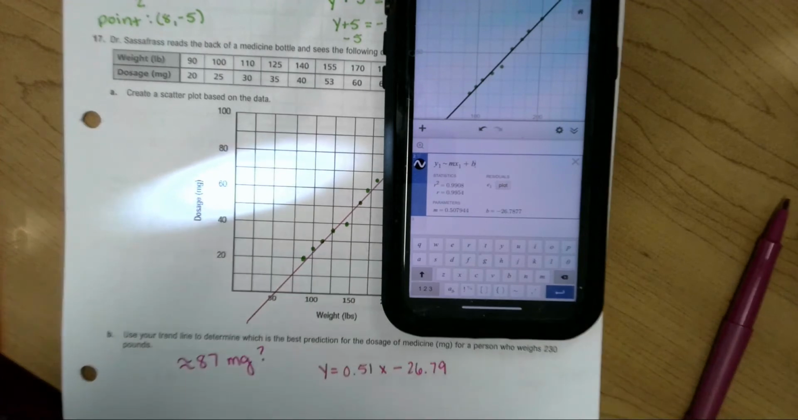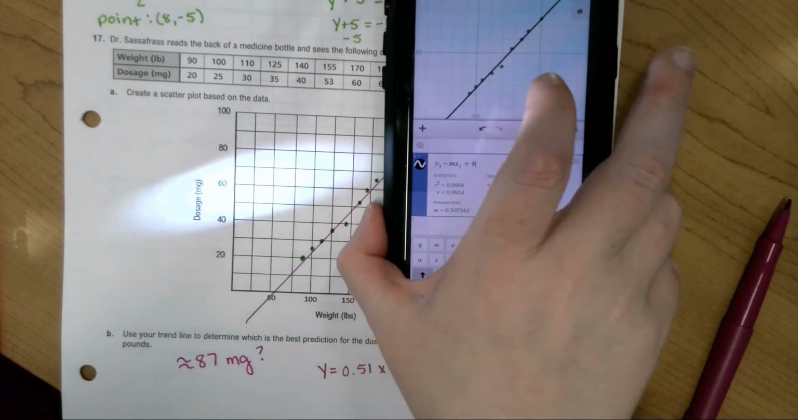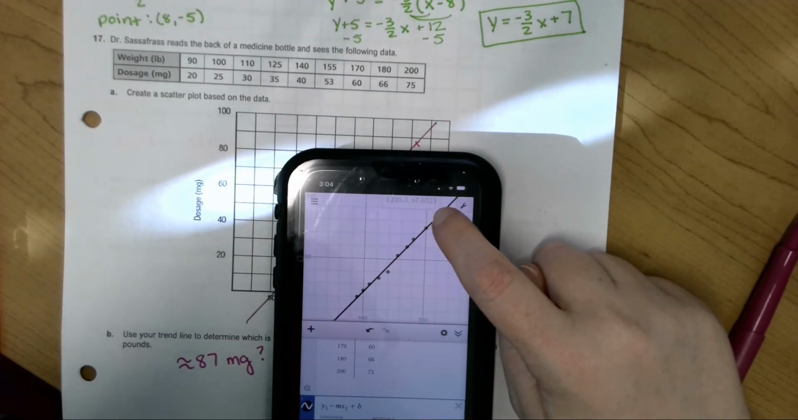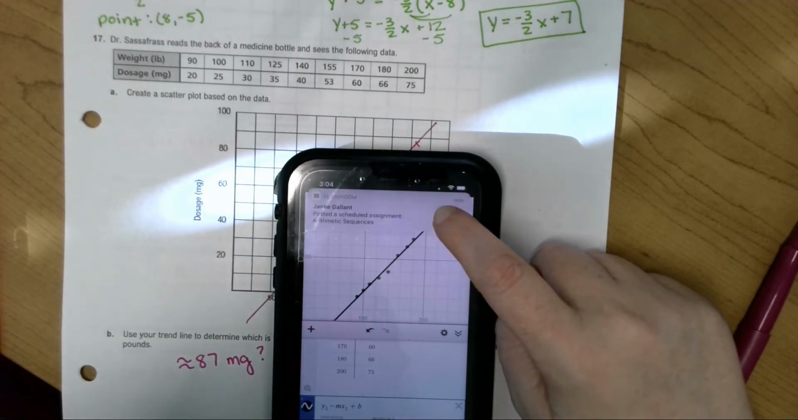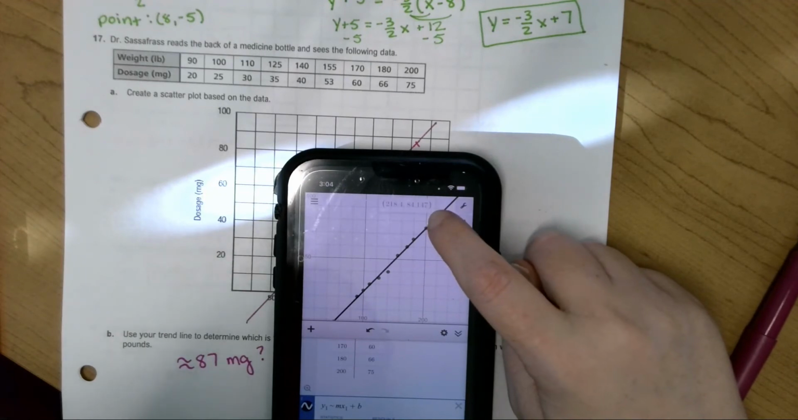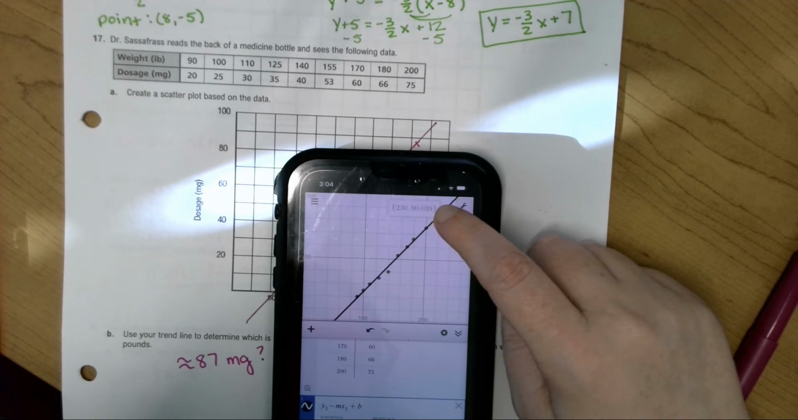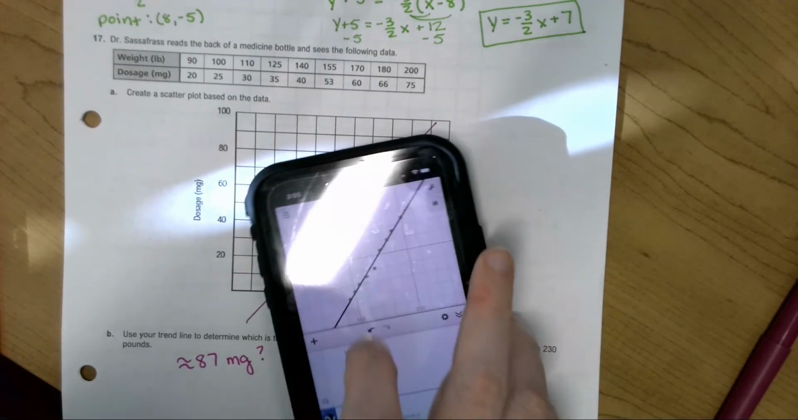And then it asked what to predict for a person who weighs 230 pounds. So I'm going to come up here, click on my trend line and scooch my finger over till I can see. Sorry, I posted some quizzes for you guys. They're getting in my way. So go up to 230. And at 230, I have 90.039.